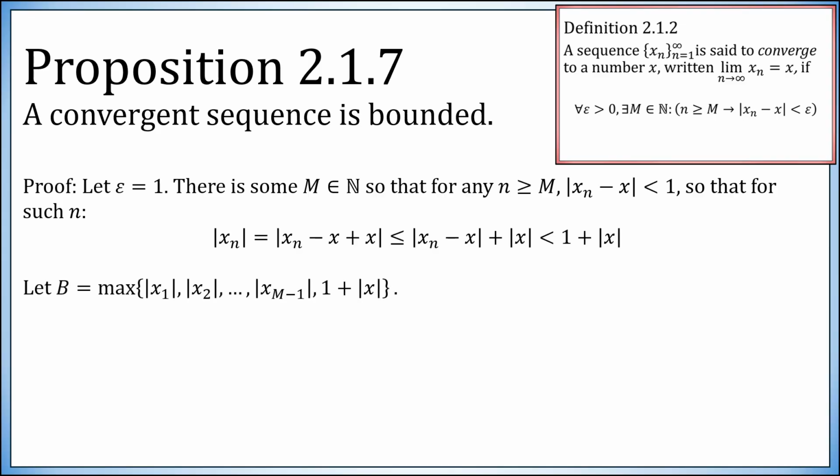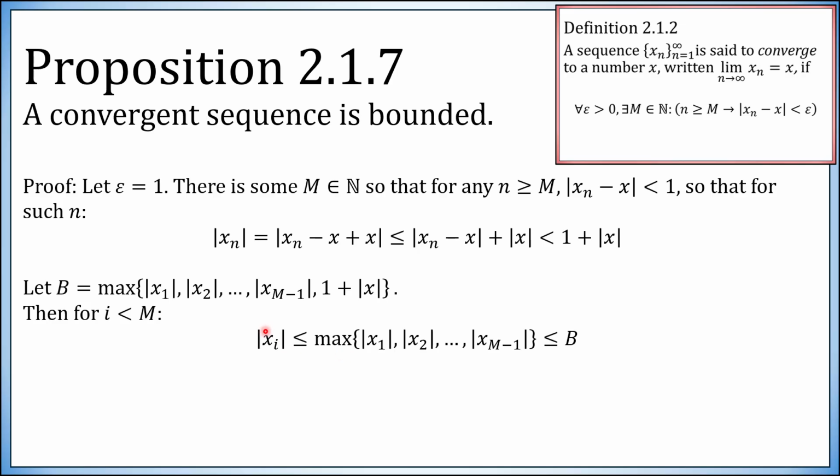So now let's let capital B be the maximum of this finite set. First, the absolute value of x1, absolute value of x2, all the way up to absolute value of x sub M minus 1, whatever this M is. Include all these absolute values, and then stop, and then throw in the single value 1 plus the absolute value of x. Pick the biggest number out of this finite list. Remember, every finite set has a maximum. This is an exercise back in chapter 1. Now, as long as i is less than capital M, x sub i appears in here. And since we picked a maximum, the absolute value of xi cannot be bigger than whatever we picked.